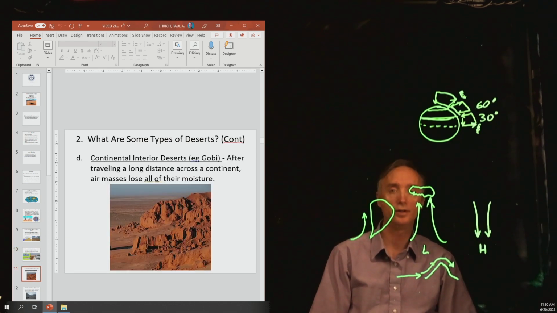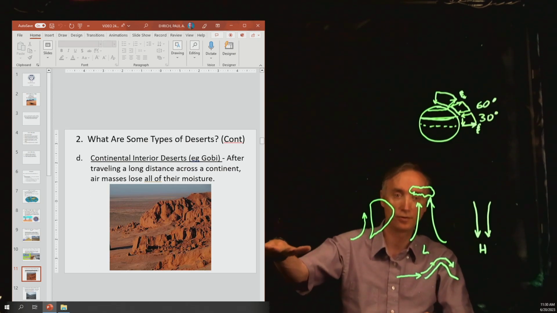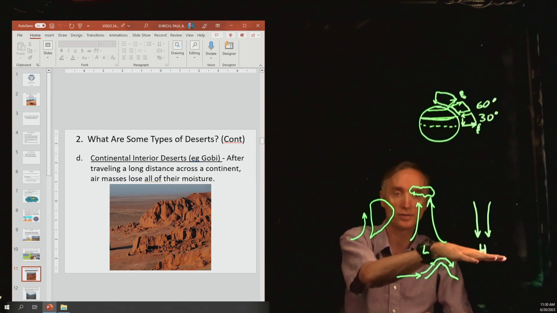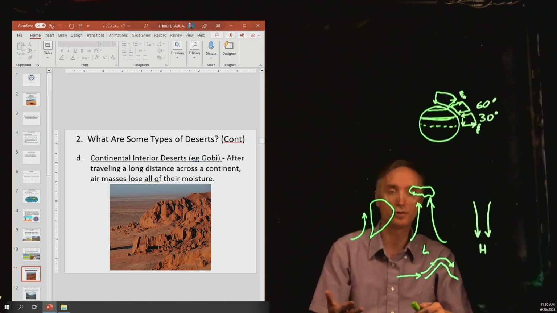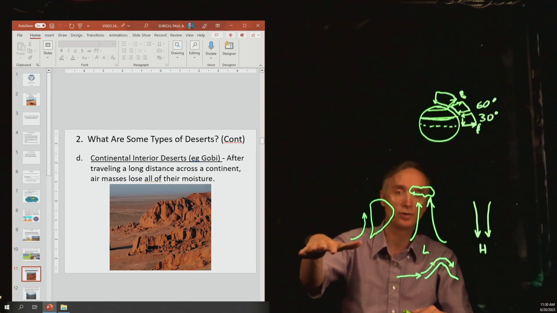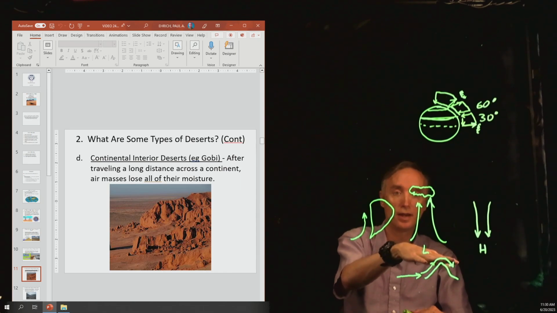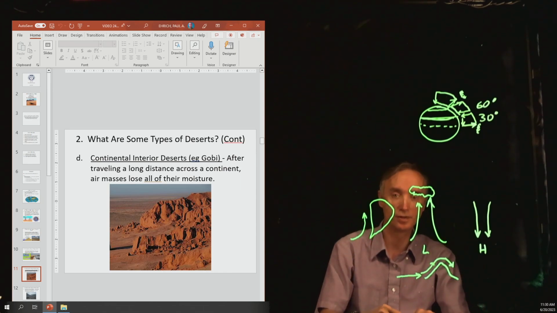Another one is a continental interior desert. An example of this is the Gobi Desert. After traveling a long distance across a continent, air masses lose their moisture. The further a moist air mass travels, the more it's going to rain, and eventually it's going to run out of moisture, and it's just going to be dry winds blowing across the continent. An example of this is the Gobi Desert.